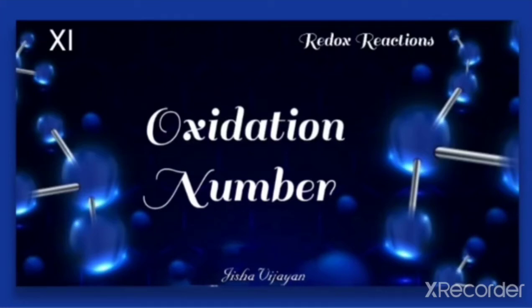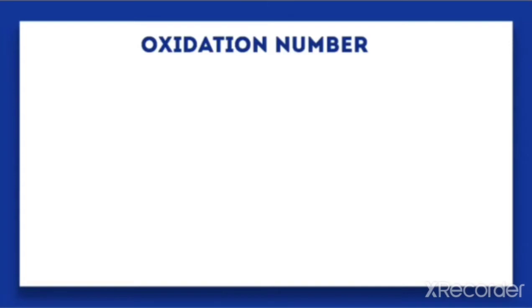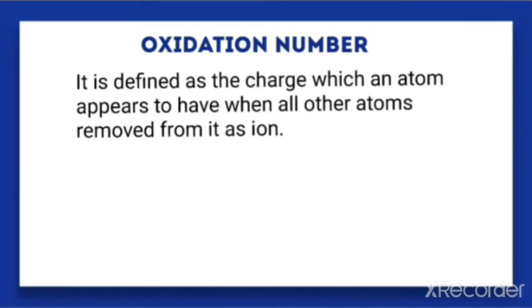Hello students, in this video we are going to discuss oxidation number in the chapter Redox reactions. Oxidation number is defined as the charge which an atom appears to have when all the other atoms are removed from it as ions. That means oxidation number is nothing but the charge on the atom when all the other atoms present in that molecule are removed as ions.